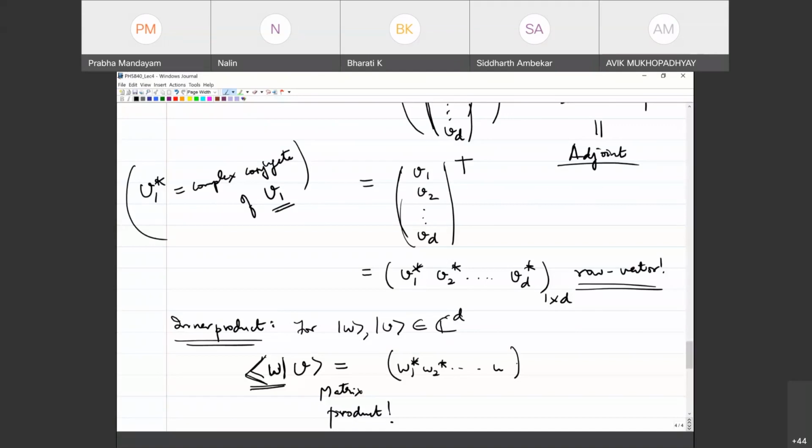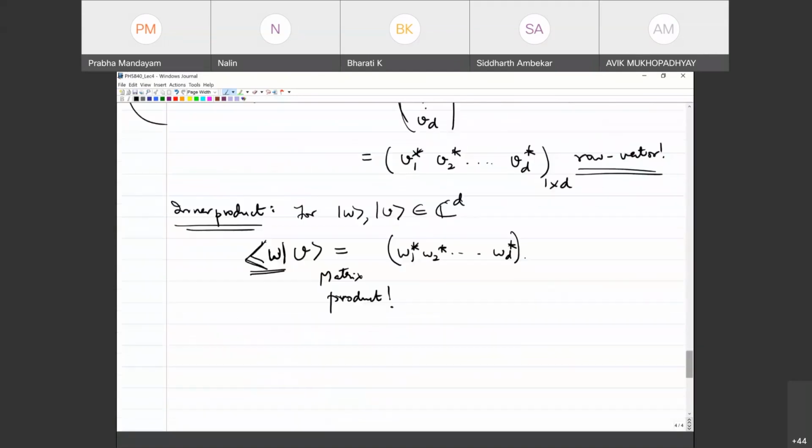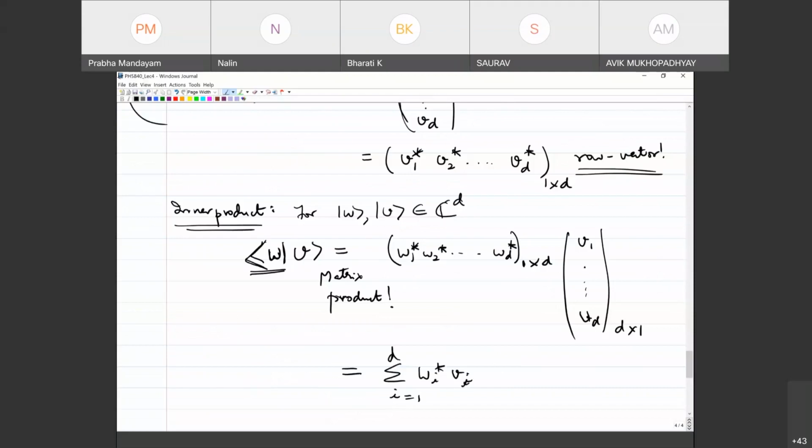So this is 1 cross D. And then I have this D cross 1. Of course, the rules of matrix multiplication tell me that I must get a 1 cross 1 object, which is a scalar indeed. And so this can be written now as the sum over i going from 1 to D of Wi star Vi. So this is what defines the inner product for these kind of d-dimensional complex linear vector spaces.